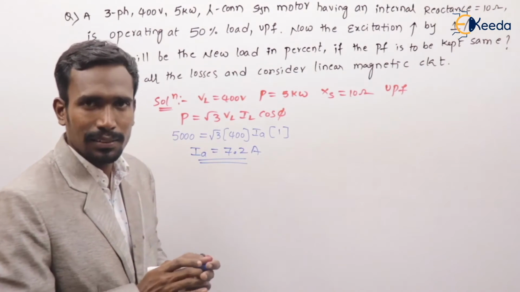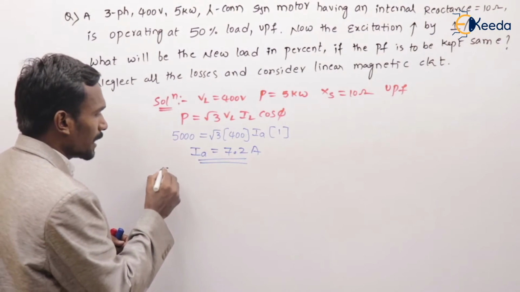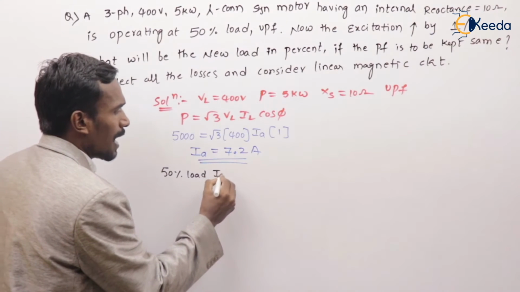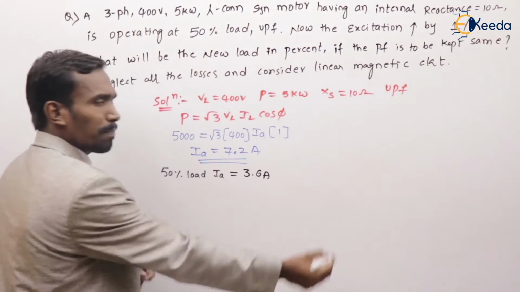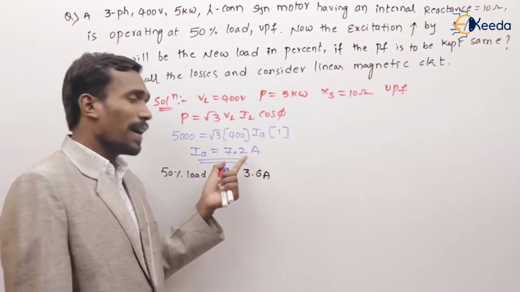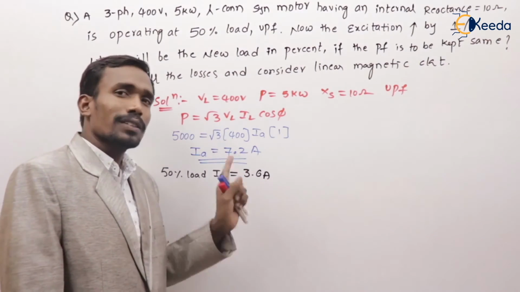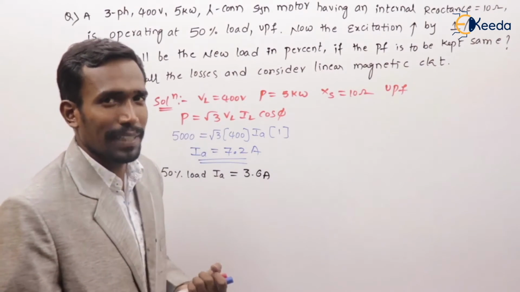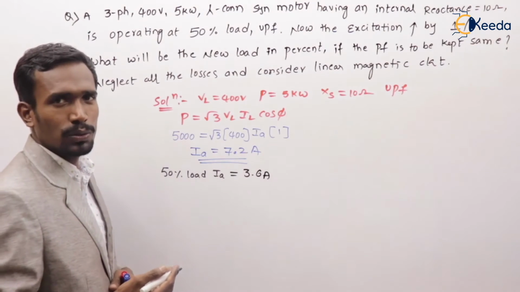7.2 amperes. But they said that my machine is operating at 50% load. At 50% load, armature current is equals to 3.6 amperes. Yes or no? 7.2, 50%, 7.2 by 2, 3.6 amperes. Right, 3.6 amperes is my armature current now.